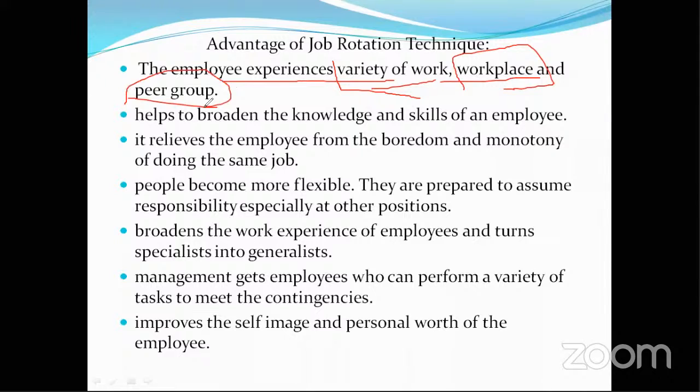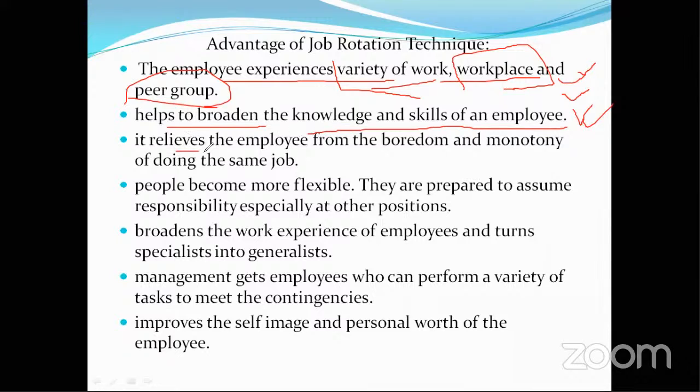See, bus route students will be different, jeep route school students will be different, and van route students will be different. So, as a result, the employee experiences variety of work, workplace, and peer group also. It helps to broaden the knowledge and skills of an employee. See, bus driving skill is different from van driving skill, and similarly from jeep driving skill. So the driver will be able to broaden his knowledge and skills in the driving field.